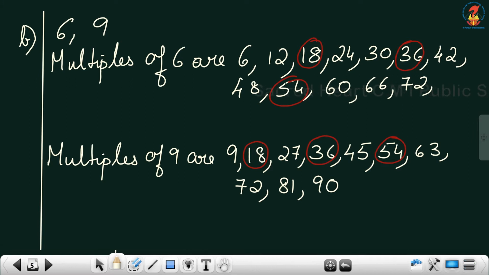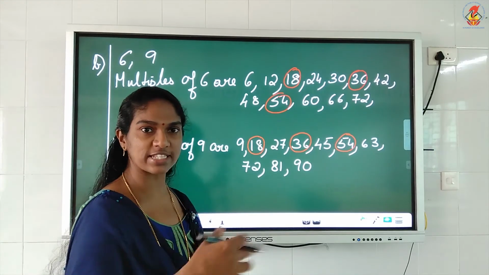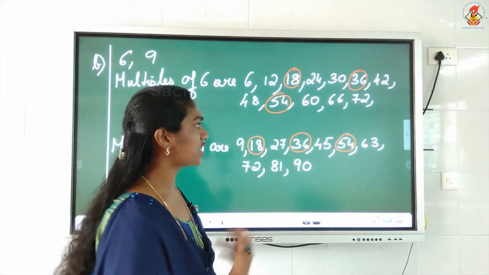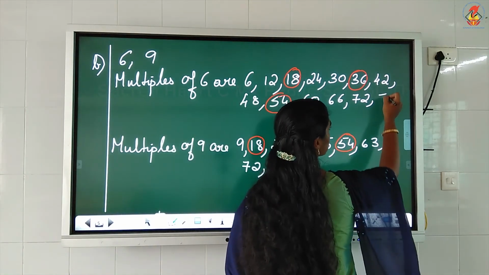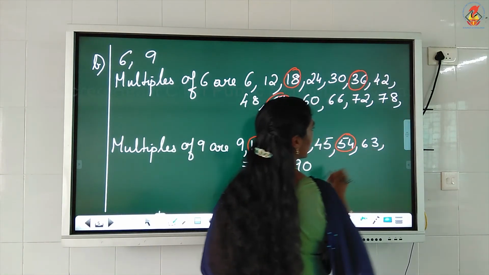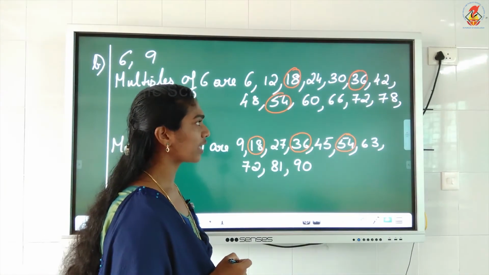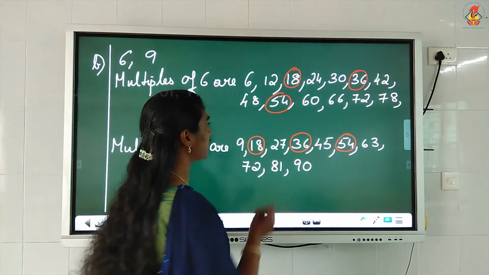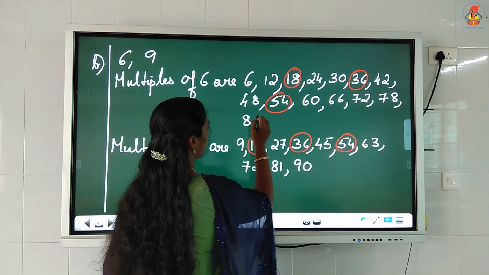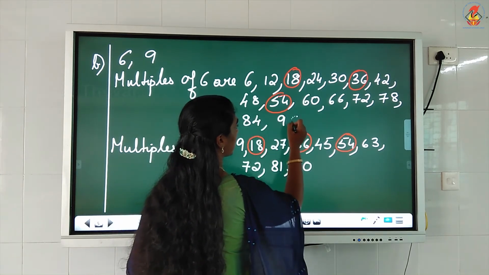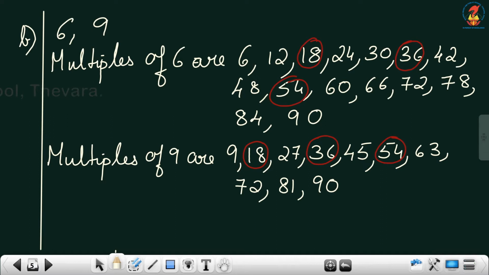Okay. Now, further, if you don't know the table, you just count 6, add 6 and write down. 72 plus 6, you will get 78. Then, 78 plus 6, what you will get? Yes, children, what you will get? 84. 84 plus 6, what you will get? 90. Okay, you can add 6 if you don't know the table.